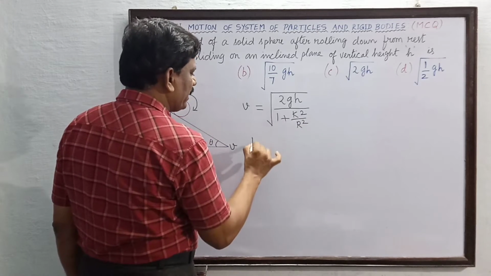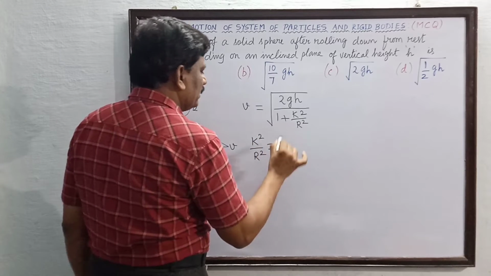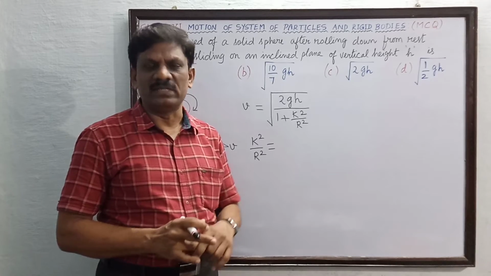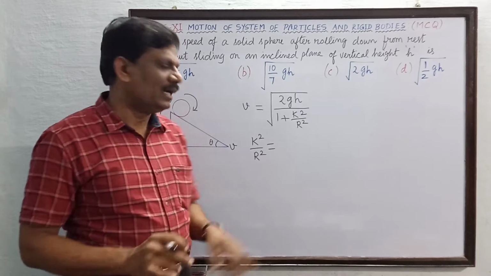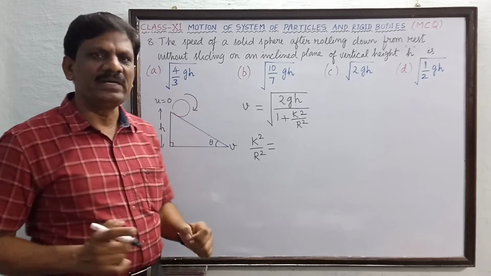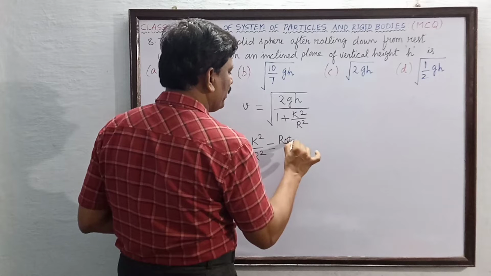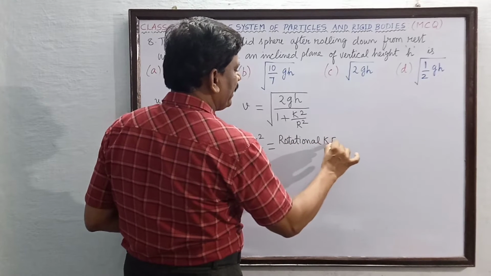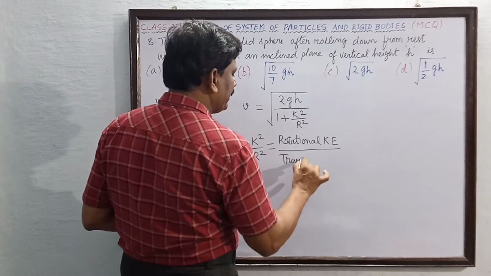This ratio k square by r square, this is very important information for the competitive exam going students. K is the radius of gyration. R is the radius of the solid sphere. In the k square by r square, you see, this is the ratio of rotational kinetic energy to the translational kinetic energy.